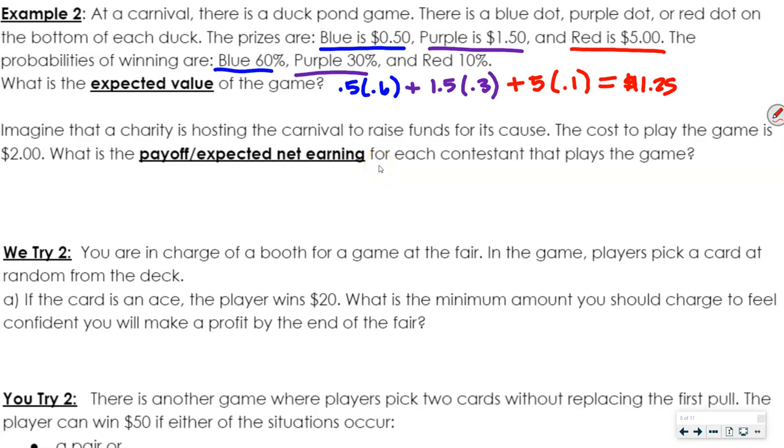So if the expected outcome is $1.25, but they're paying $2, so aren't we going to take that $2 and subtract from it that $1.25? Yes, indeed. So the expected payoff for earnings per game is going to be 75 cents, isn't it, y'all? Indeed. Okay? All right, we try 2.